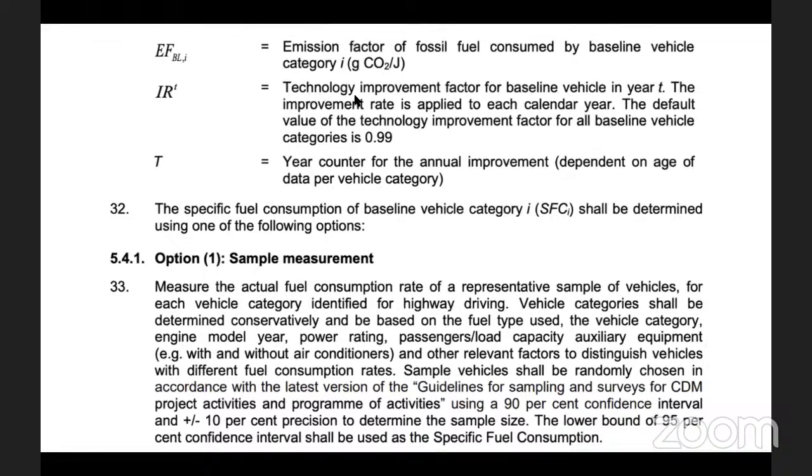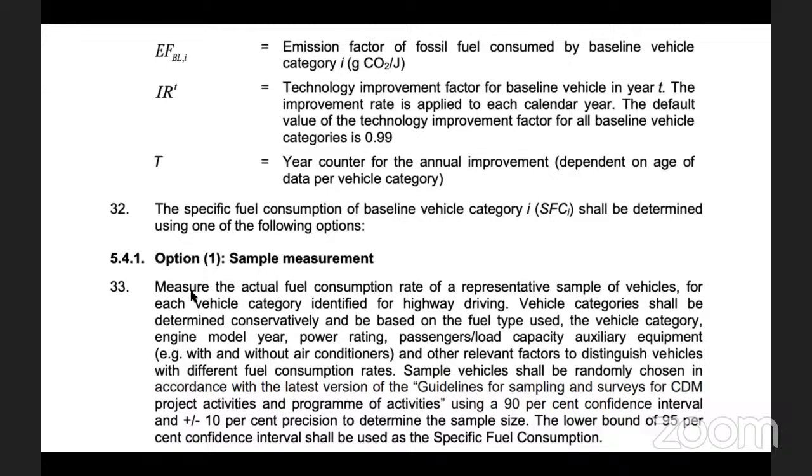technology improvement factor for baseline vehicle in year T. The improvement rate is applied to each calendar year. The default value of technology improvement factor for all baseline vehicle categories is 0.99^T. T is the year counter for the annual improvement dependent on the age of data per vehicle category. The specific fuel consumption of baseline vehicle category, SFC, shall be determined using one of the following options.